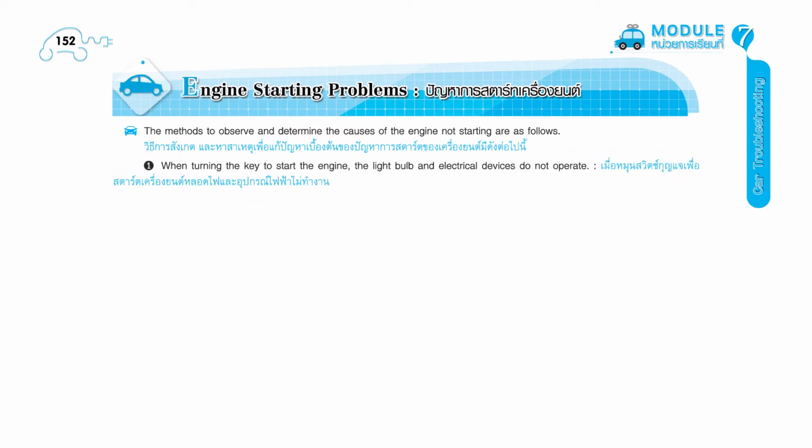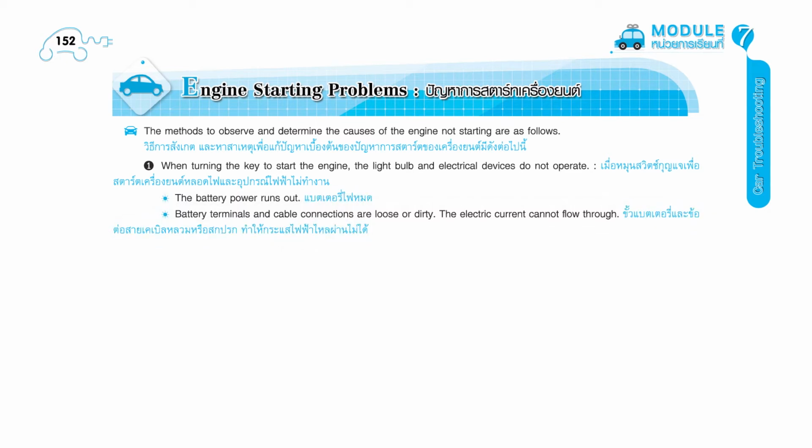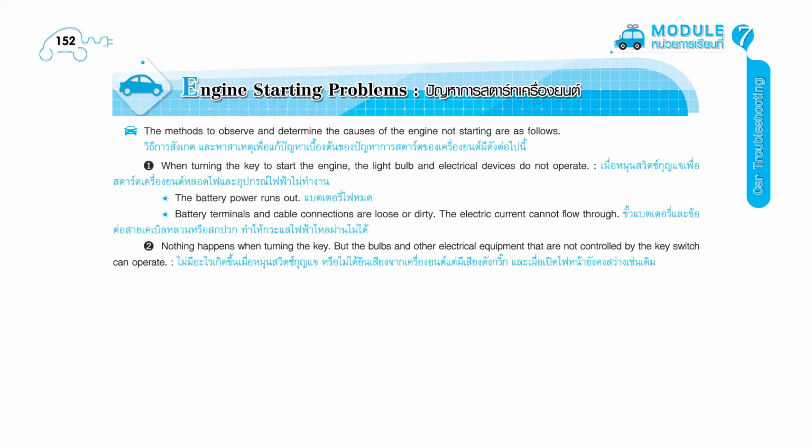1. When turning the key to start the engine, the light bulb and electrical devices do not operate. The battery power runs out. Battery terminals and cable connections are loose or dirty. The electric current cannot flow through.